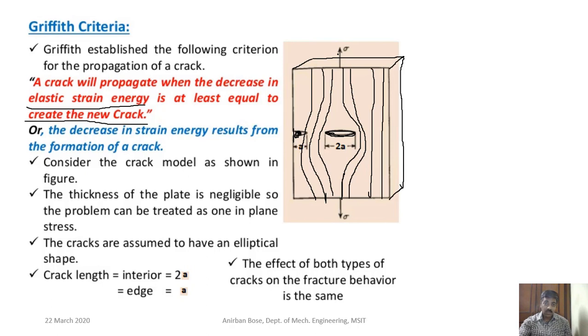Now when you gradually apply the load, the material is straining. Elastic strain will be developed within the material. Because of that, strain energy will be stored within the material. So within the elastic limit, if the material strains, elastic strain energy will be stored within the material. Now compare the two situations: suppose there is a crack and there is no crack. What will happen?